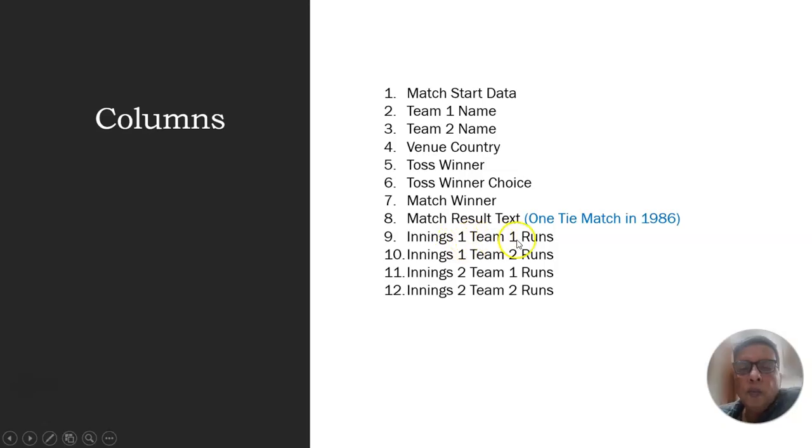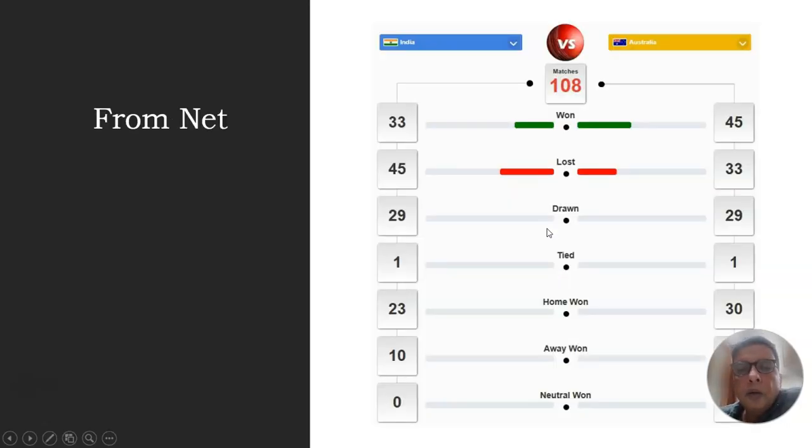In innings 1, team 1 runs. Innings 1, team 2 runs. Innings 2, team 1 runs. Innings 2, team 2 runs. So this is the data. We have 108 records. So this is the analysis I took from net.